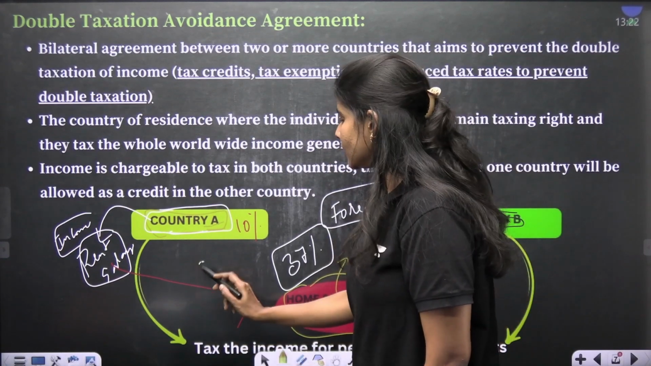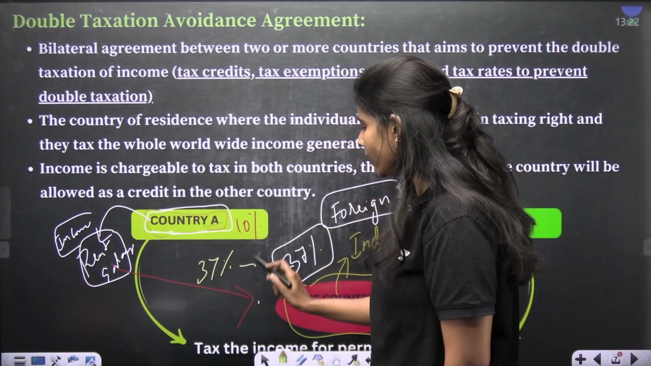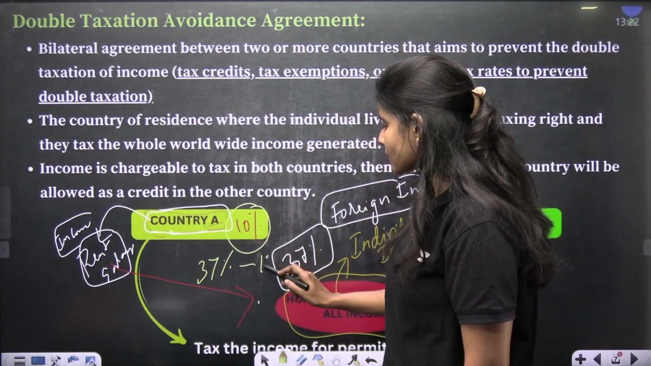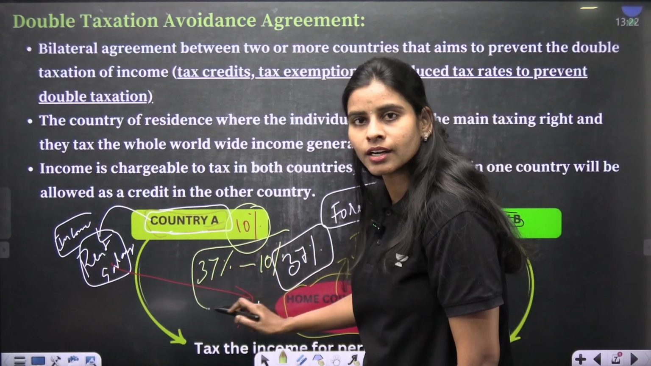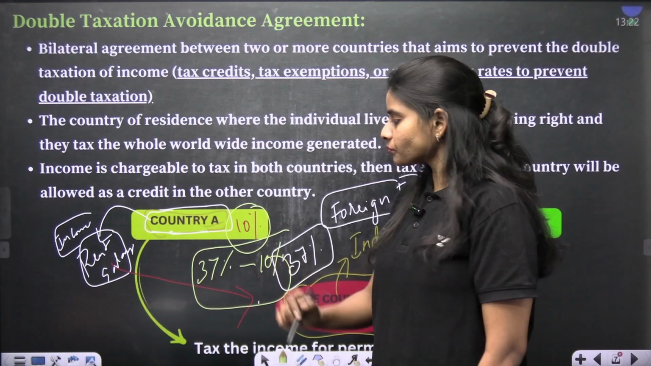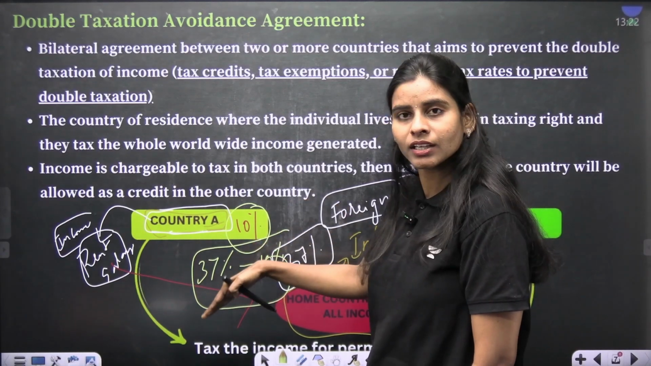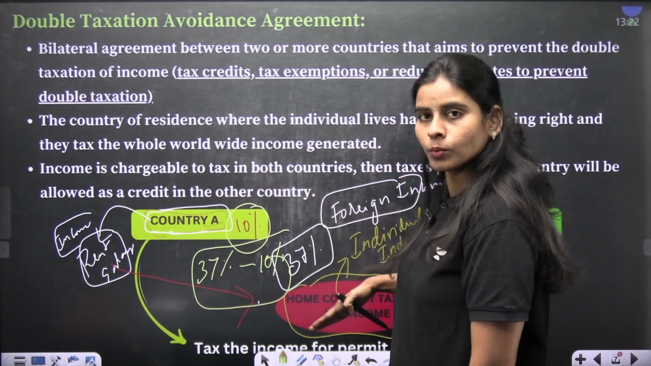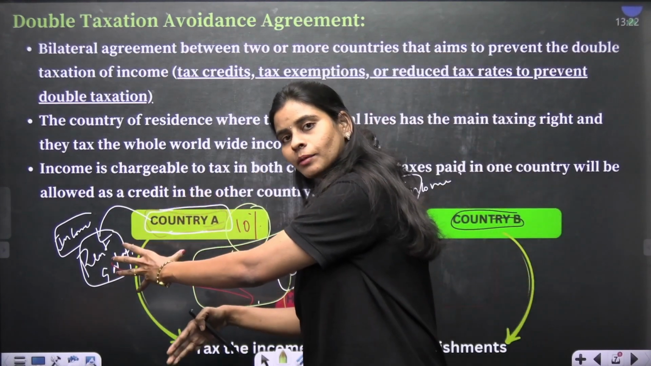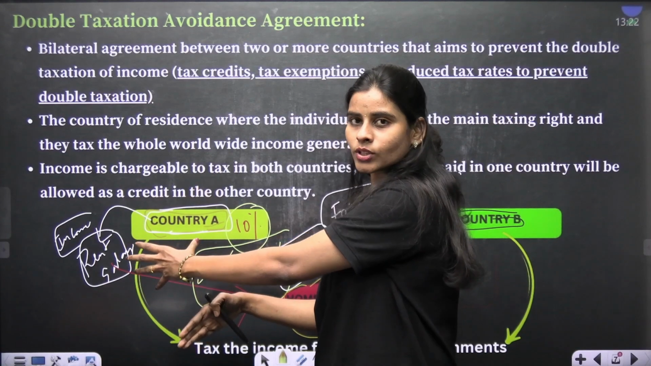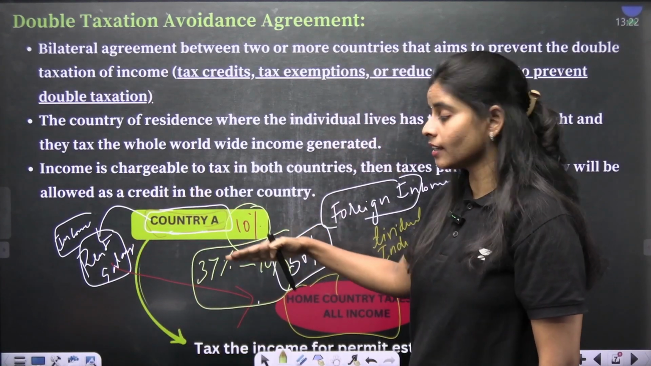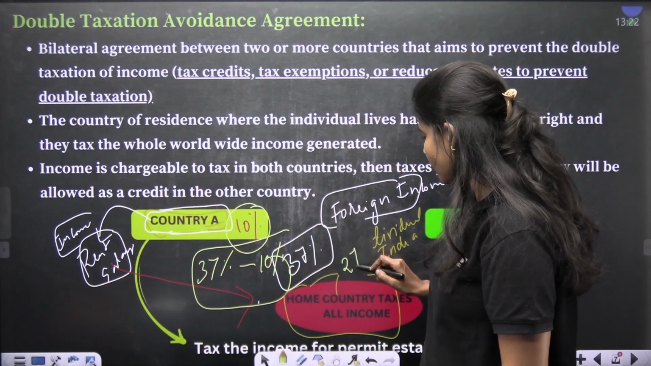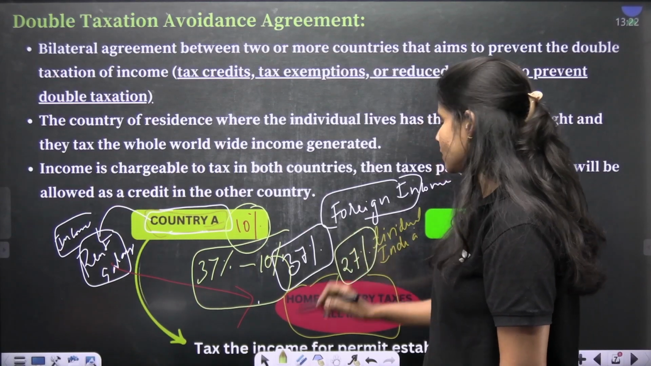That is 37% minus the 10% tax that he will be paying to country A. Is that clear? So what is happening here? The 37% tax is actually to the home country, but since she has already paid 10% tax to country A, we have to subtract that, and now the person will be charged to pay only 27% of the tax.